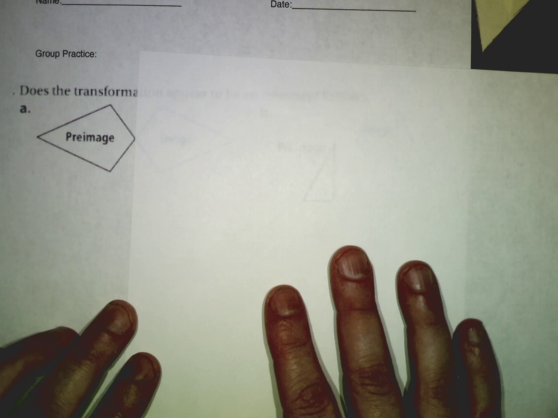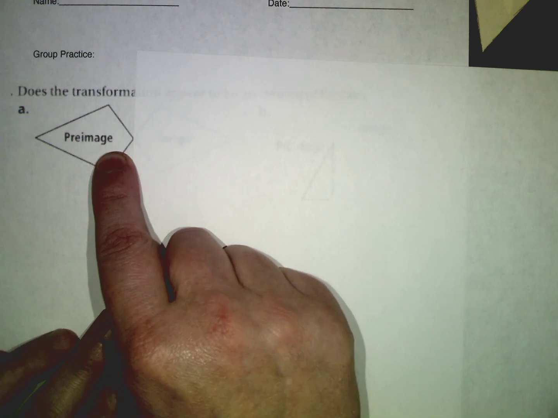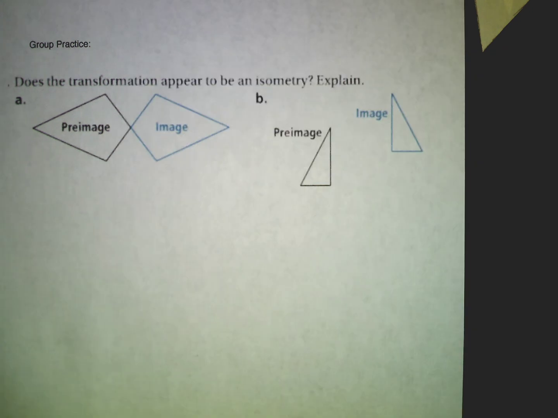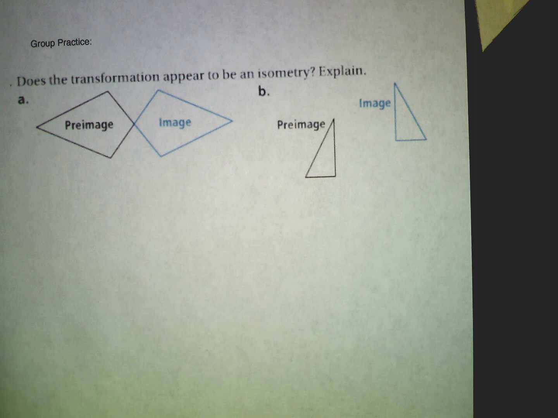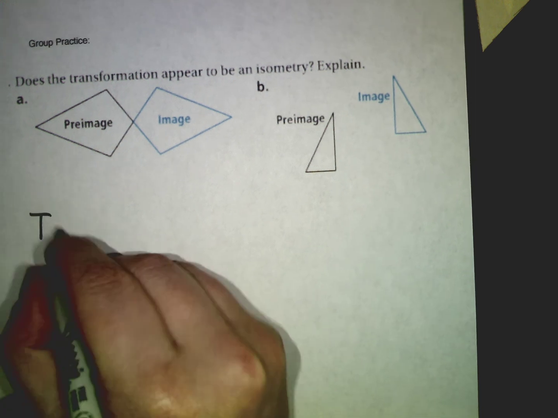It says, does the transformation appear to be an isometry or not? Now, this is my pre-image. Okay? So let's take some notes. This is not really going to be a very math-heavy lesson, so let's take notes. Now, first definition I want to say. I want to say a transformation.